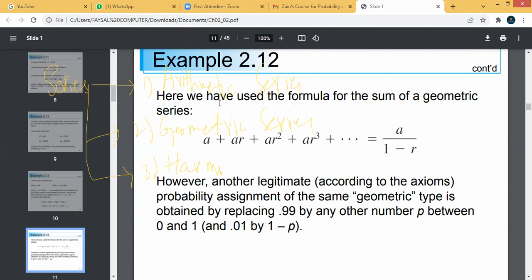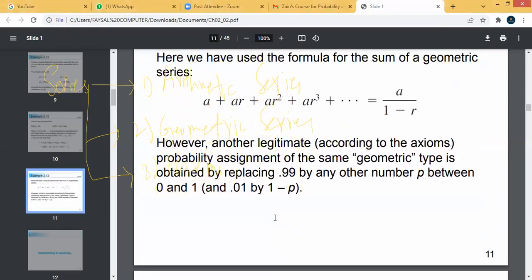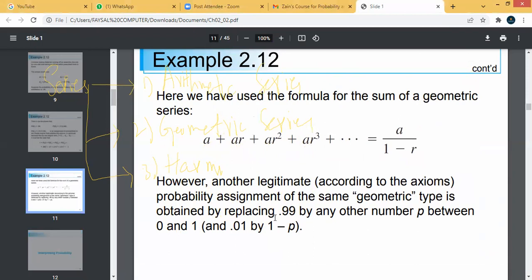So this is the geometric series then. Here we have used the formula of geometric series where A plus AR plus AR square plus AR cube and so on to infinity equals A upon 1 minus R. However, another legitimate probability assignment according to the axioms is this one. Okay, now moving towards the next one. This is the simple example.